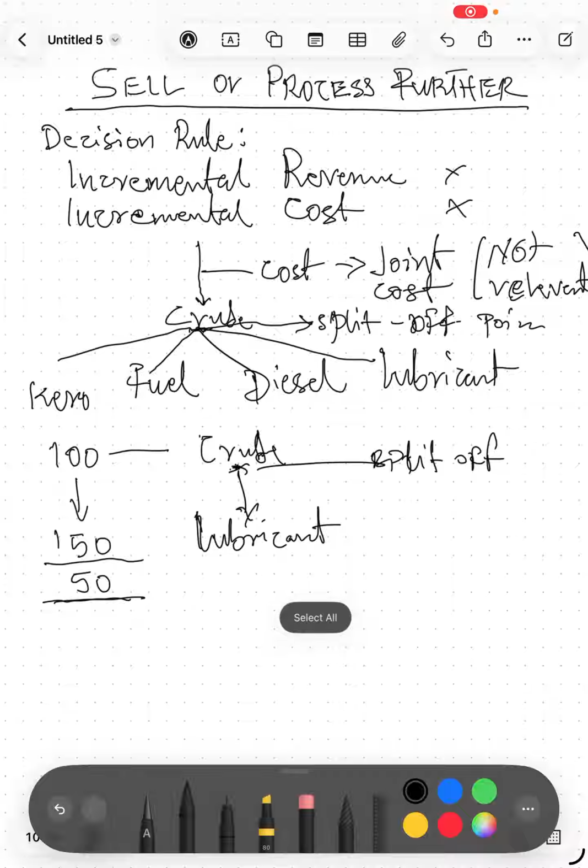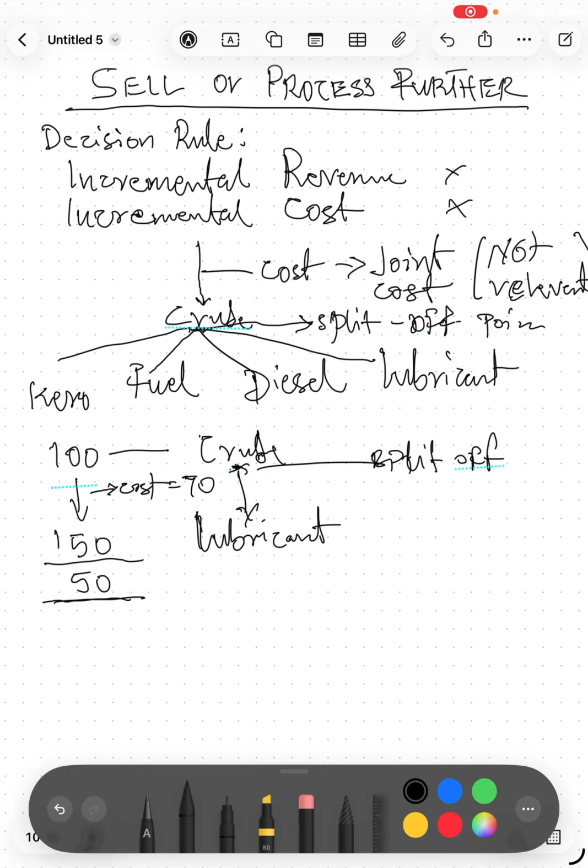But what if we consider that for you to produce this kerosene, there is additional cost? This is now what we call incremental cost. So let's say this incremental cost is 70.